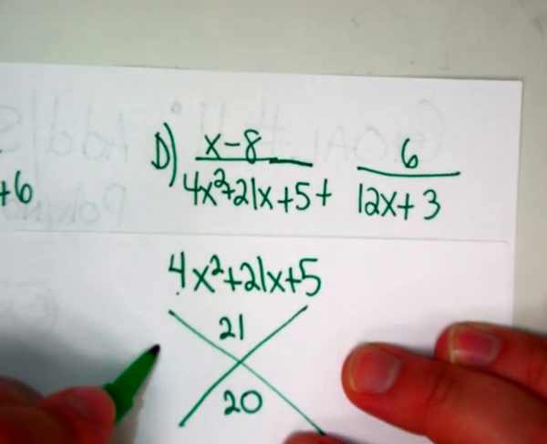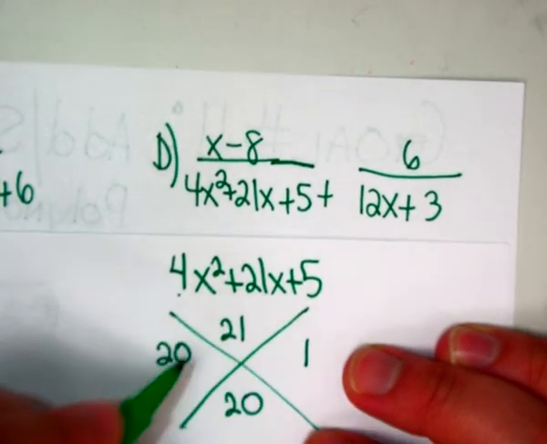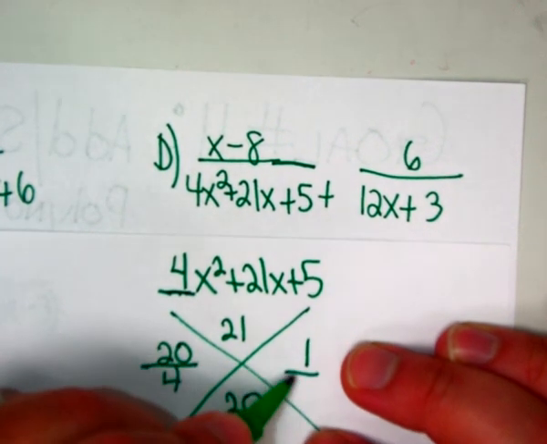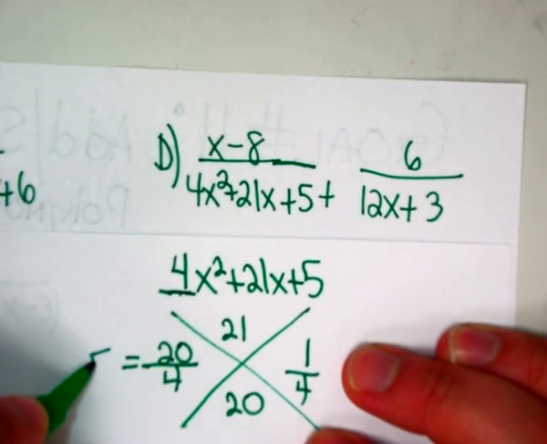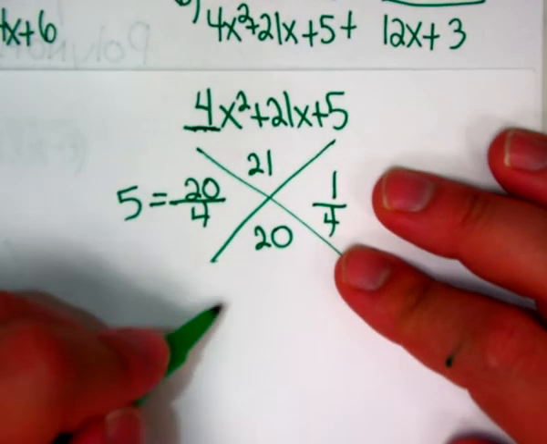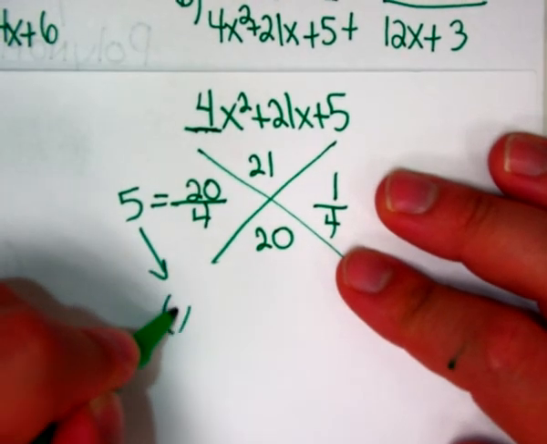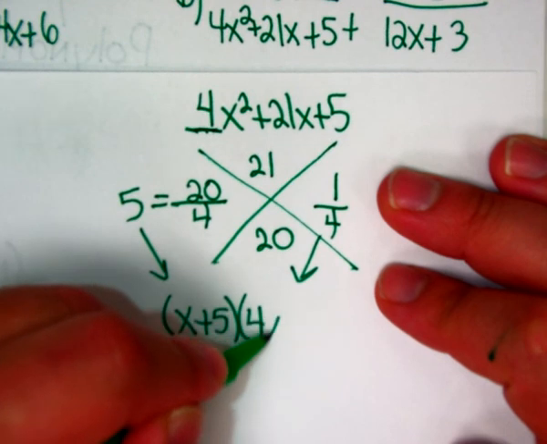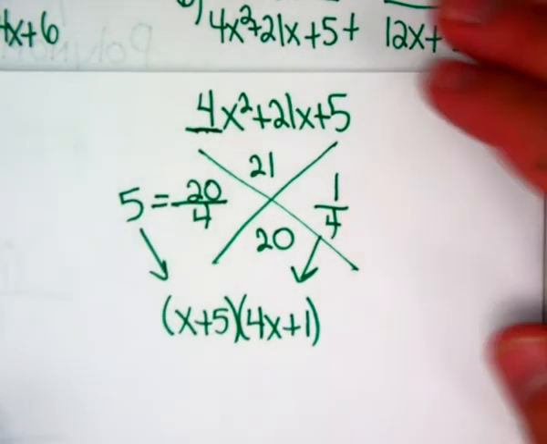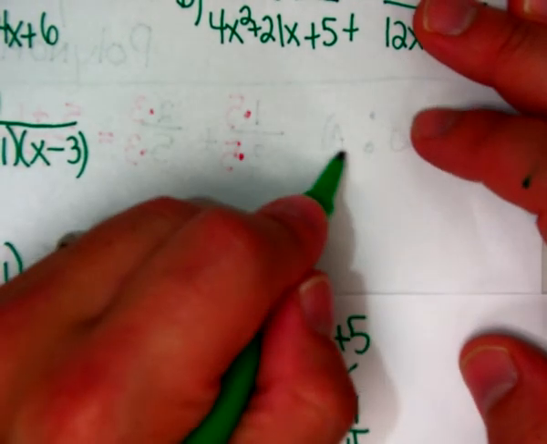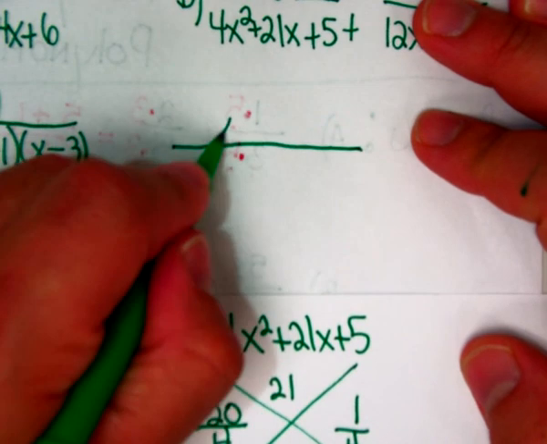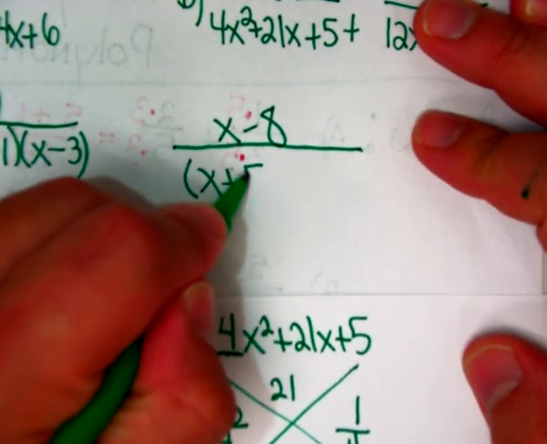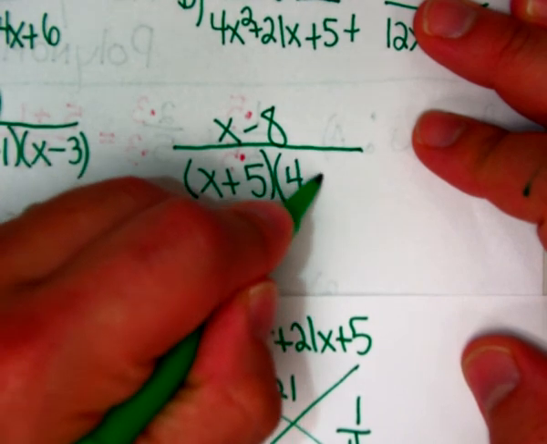Factors of 20 that add up to 21, or 20 and 1. Using our a value of 4, we're going to divide by 4. This equals 5. So that means that my first factor for this is x plus 5. And my other factor over here is 4x plus 1. So let's go ahead and rewrite that first term there. We get x minus 8. And then we have x plus 5 times 4x plus 1.